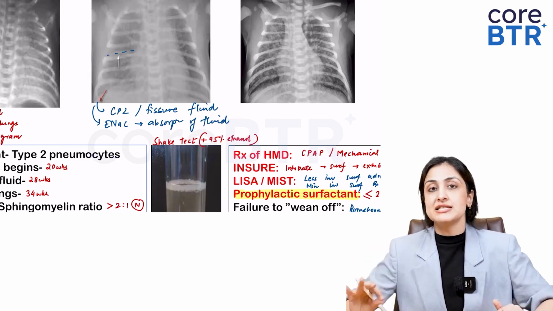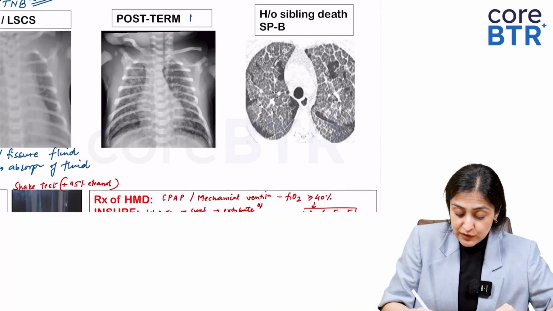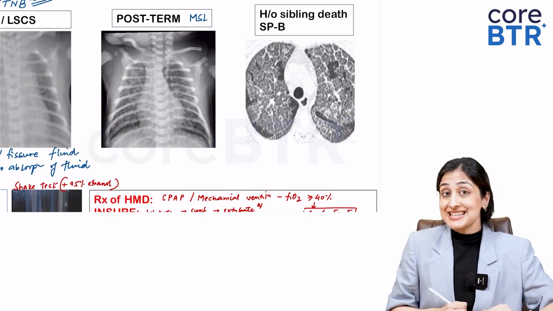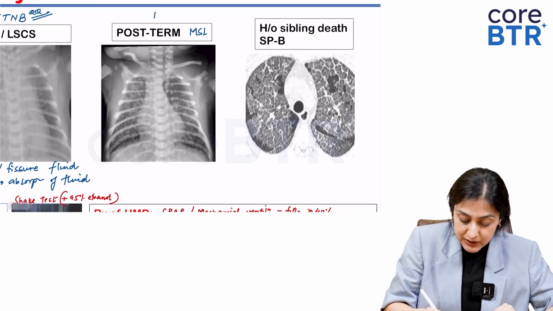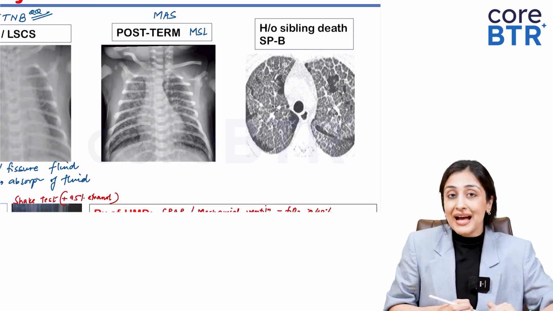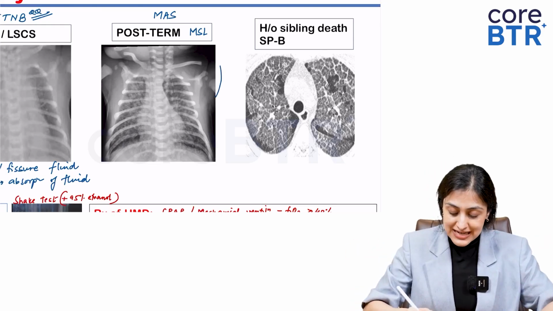So that's transient tachypnea. Then if they give you history as post-term, and one of the buzzwords here is meconium stained liquor, right? So this is where the baby may aspirate that meconium, and this is meconium aspiration syndrome. So with aspiration, what happens? Anytime there's a partial obstruction, you know what happens, right?